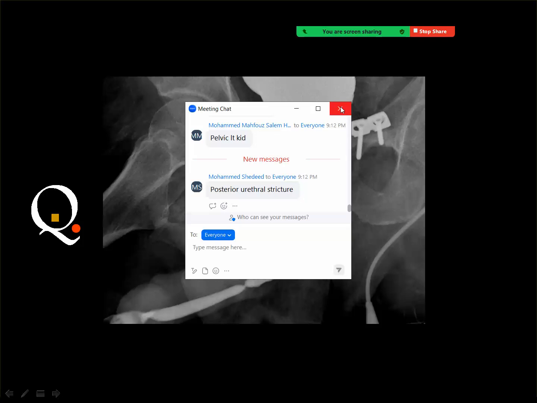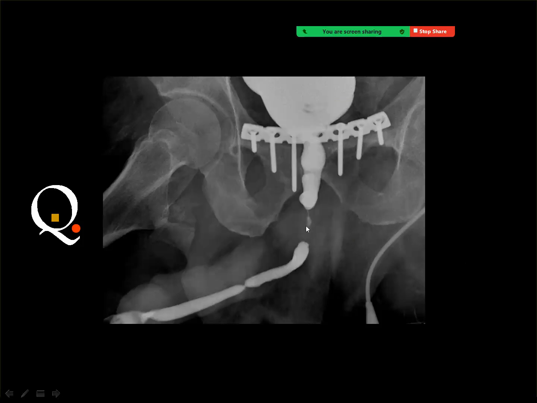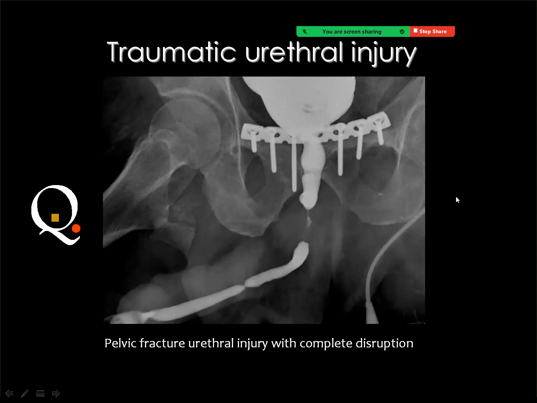Posterior urethral stricture, yes, and this is right. This type of fixation indicates that this is an open book fracture of the pelvis, and you got marked narrowing of the posterior urethra, and also you got some narrowing here in the bulbar urethra as well. Then the trauma may result in urethral rupture or urethral stricture, and the urethral stricture can be single and can be multiple sometimes.